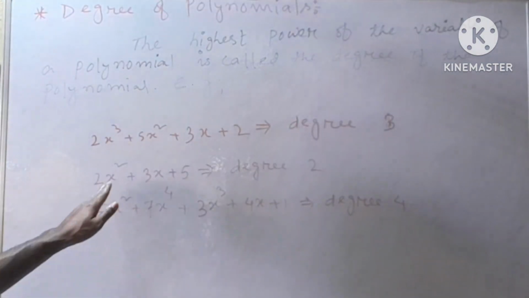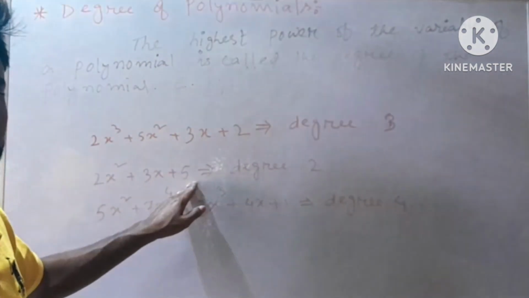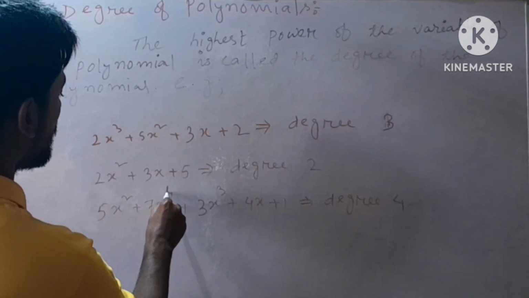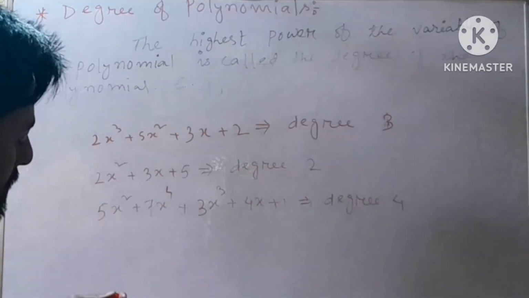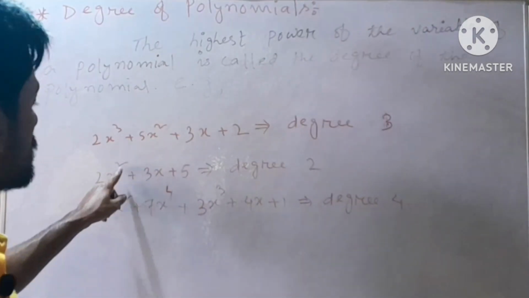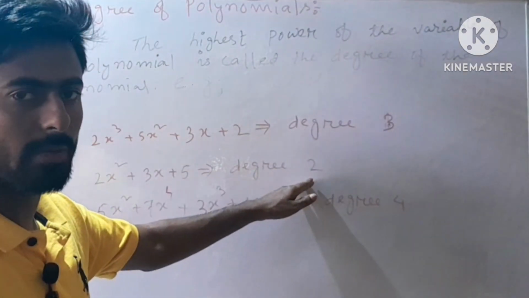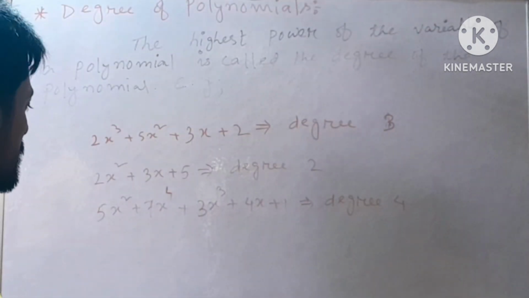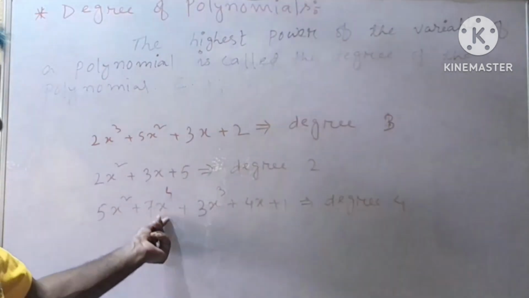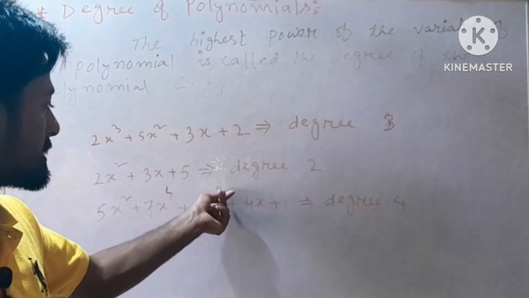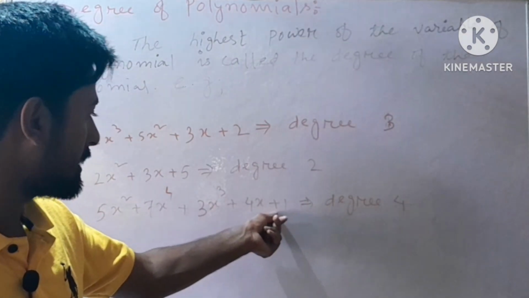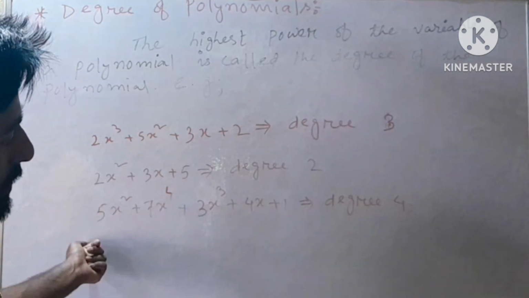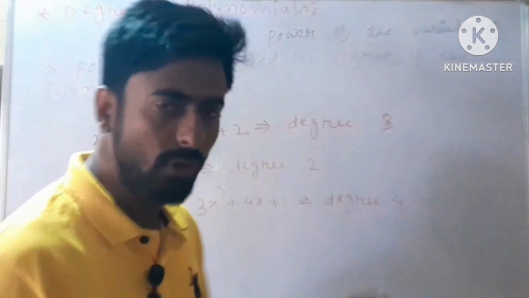Next, 2x square plus 3x plus 5 is another polynomial we have taken. In this polynomial, you see, the highest power is 2. Therefore the degree of this polynomial will be 2. Next, we have considered another example: 5x square plus 7x power 4 plus 3x cube plus 4x plus 1. Here you see, the highest power of the variable is 4. Therefore the degree of this polynomial will be 4.